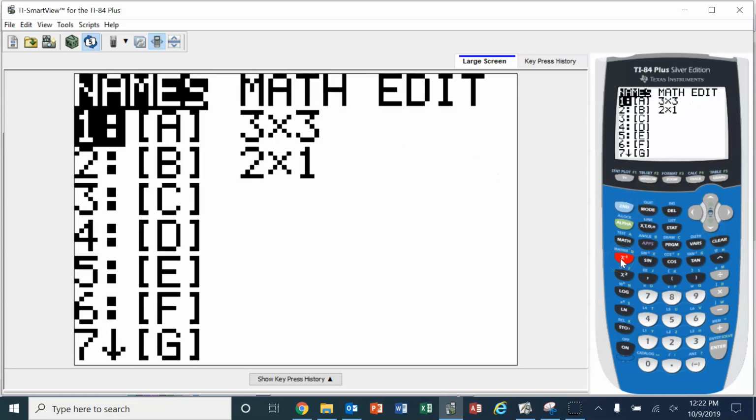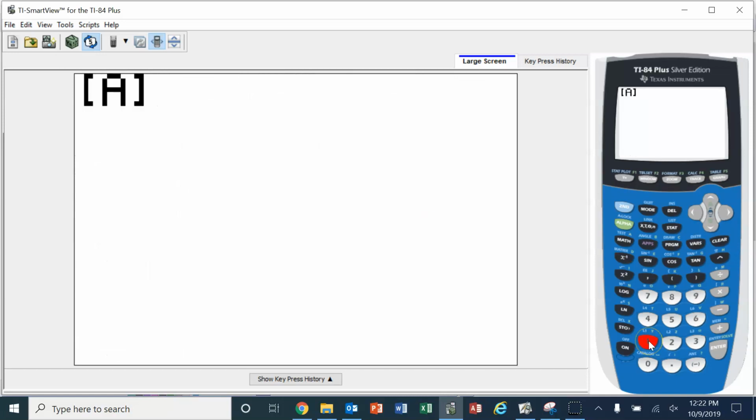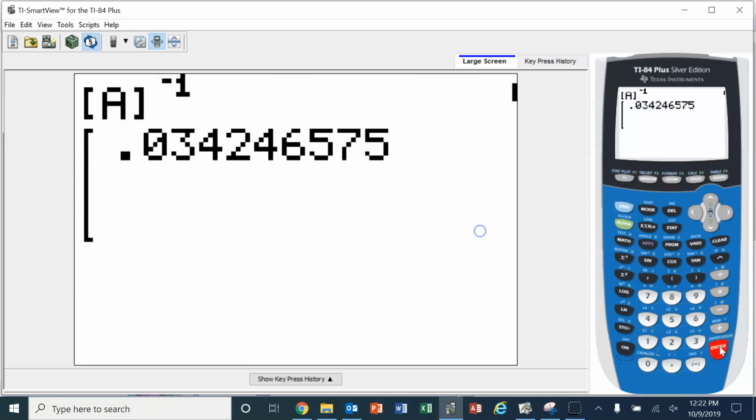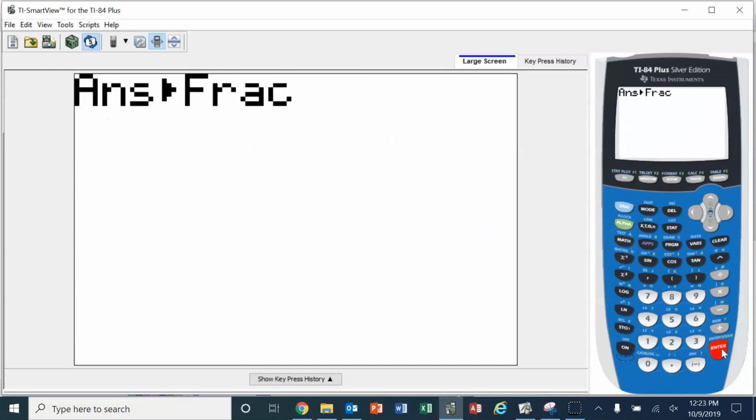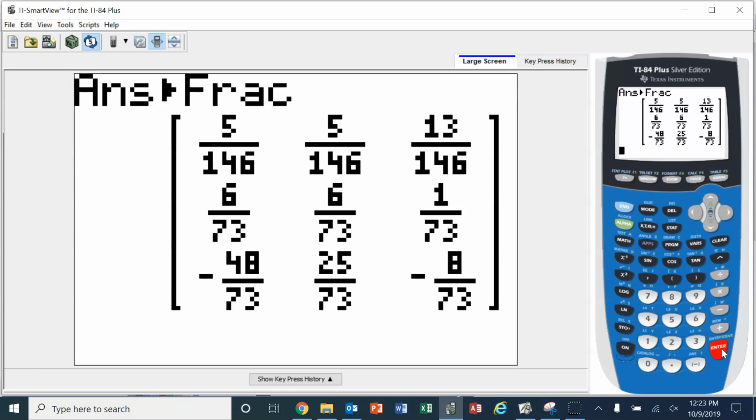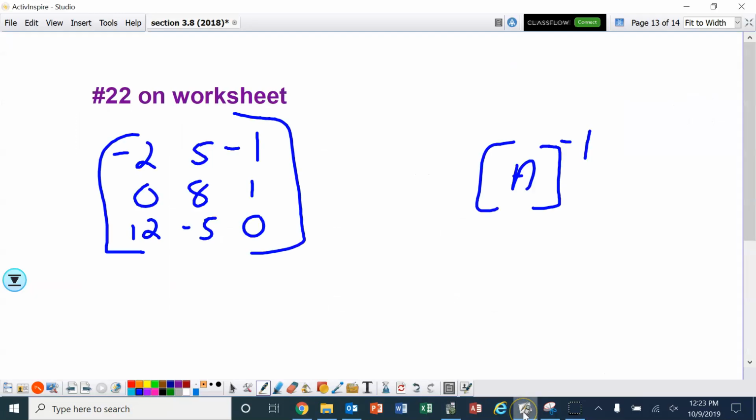Now let's take a look at what this is going to look like. So let's go back to the matrix. Let's pick number 1 and hit the inverse button, and that is ugly. All right, we do not want all of those decimals. So to take care of that, remember we have a fraction button. Hit your math button, pick fraction, and then hit enter. That is much nicer. Sometimes you're going to get decimals. I don't want decimals, I want fractions. Use the fraction button on your calculator. So that was number 22.